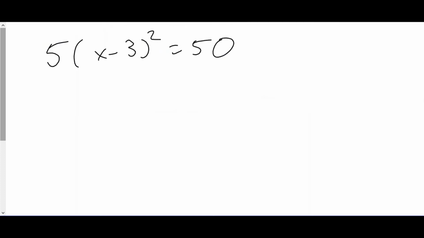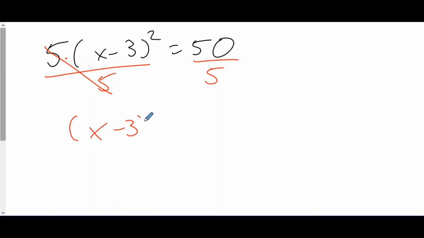Last one. I want to isolate the squared part. This time, not only do I have this quantity squared, but this 5 is on the outside. So I can't take the square root yet because that 5 isn't part of the thing being squared. So I have to get rid of the 5 first. So how would I get rid of that 5? I would divide because this is 5 times this whole thing. So to get rid of it, we divide by 5 to cancel the 5's, and I now have x minus 3 squared equals 10.